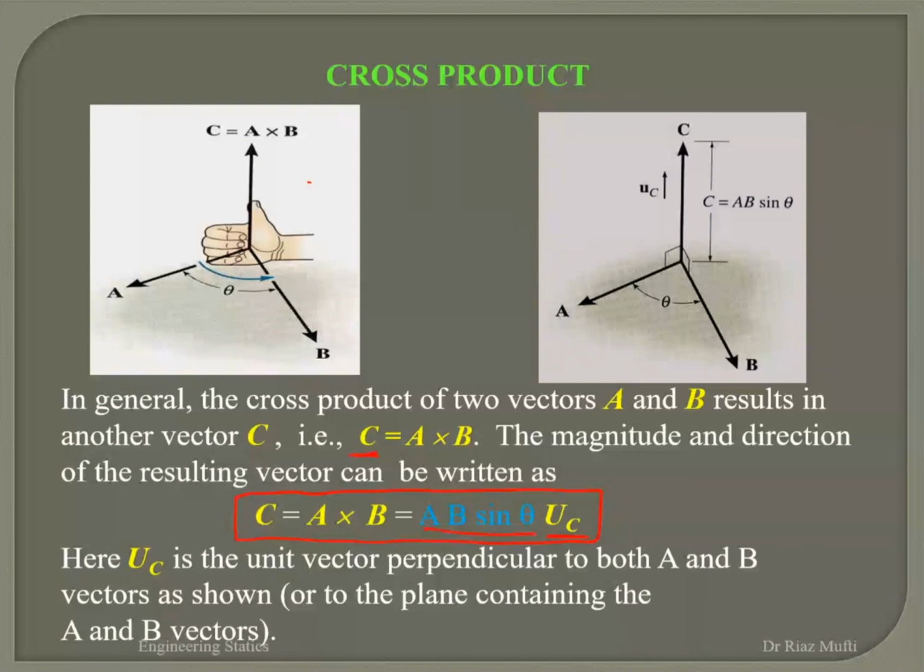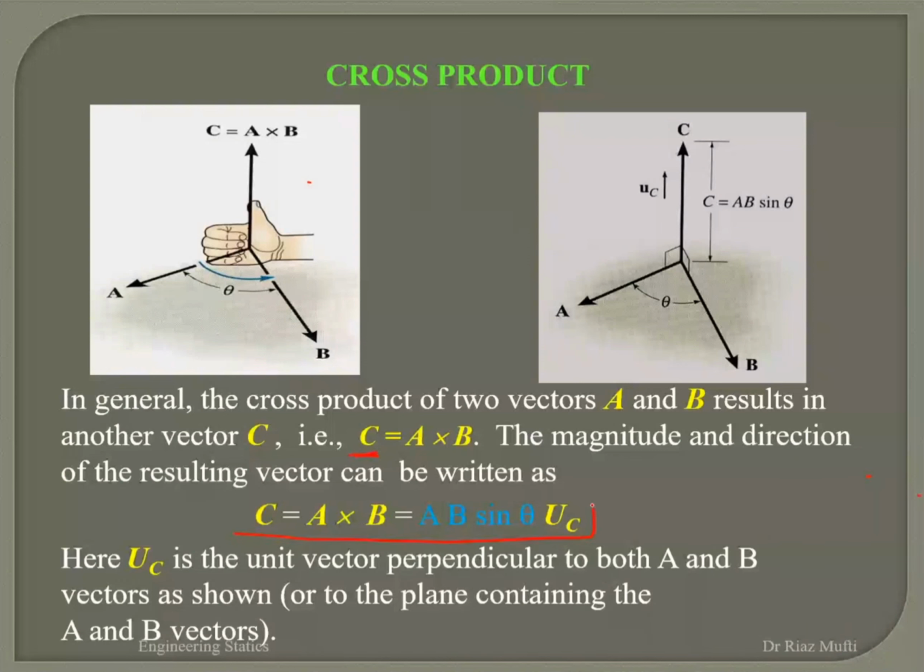Or, in simple words, the moment vector M equals R cross F, which I can also write as RF sine theta and the unit vector of M, which I'm going to show you in the next slide. So what you need to remember is this. It says here that UC is the unit vector perpendicular to both A and B vectors as shown. And so now let's look at the direction.